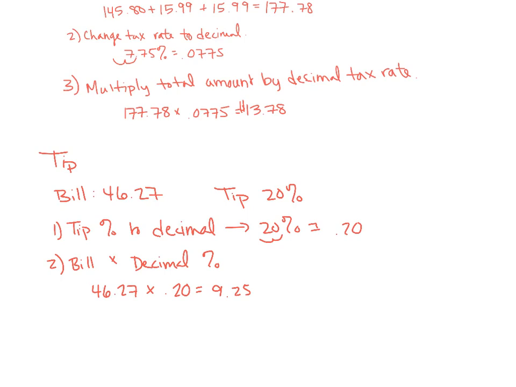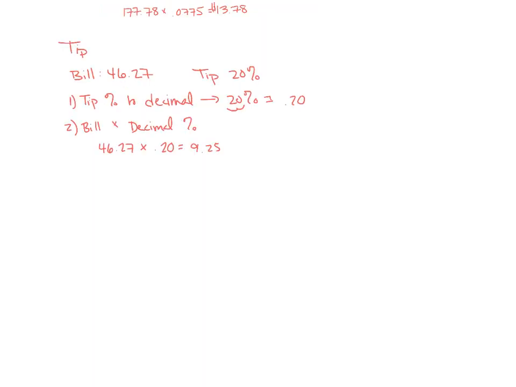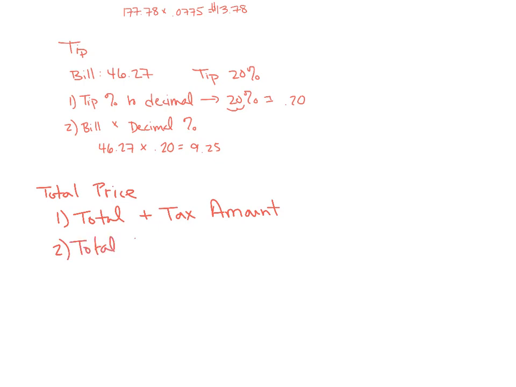That's all you do. So it's the same exact thing, except you're not finding the total bill because the total bill comes to you on the receipt. And then in any case, if it asked you to find the total price as well, for tax, you would say total plus tax amount. Or for the tip, you would do total plus tip amount.